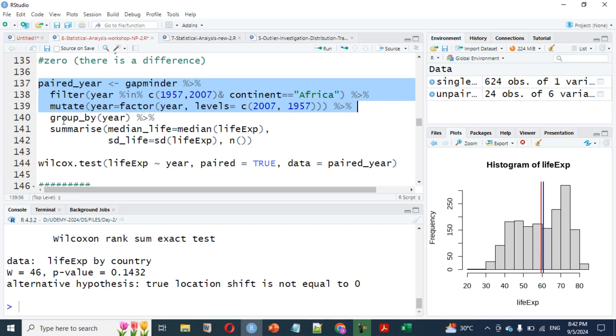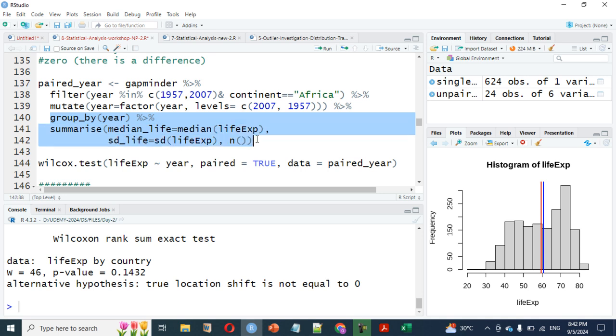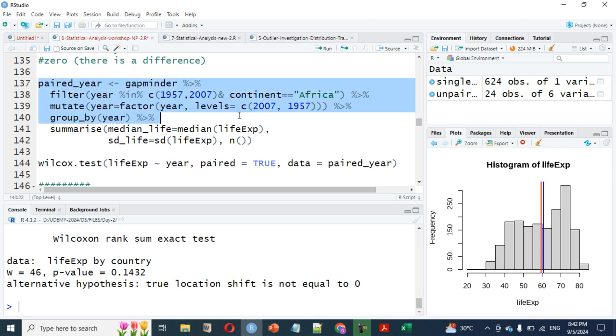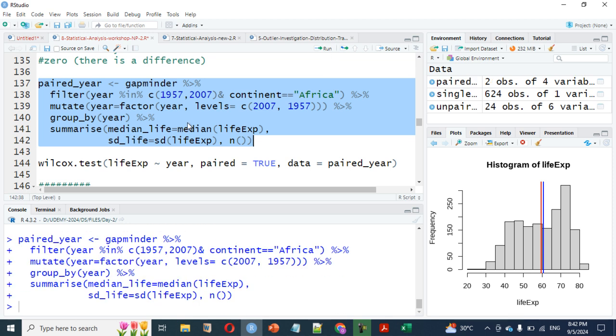Now I went further to do this because I want to see the output first before I run the experiment. So what do we do? I run everything here. I want to see the median, I want to group the median of life expectancy, I want to get the standard deviation, and I want to count the total number of observations per year. So let's run this analysis. Let me see what is inside now.